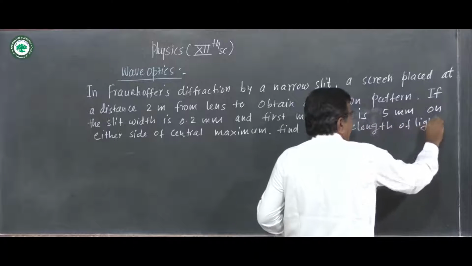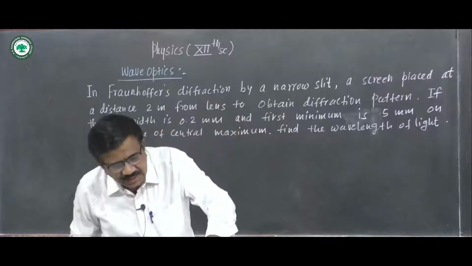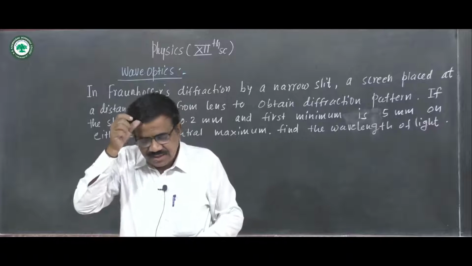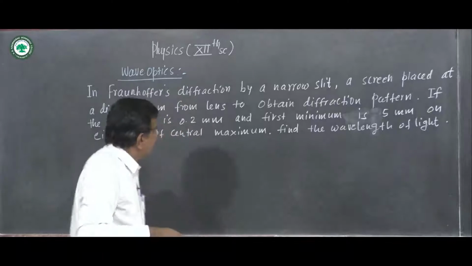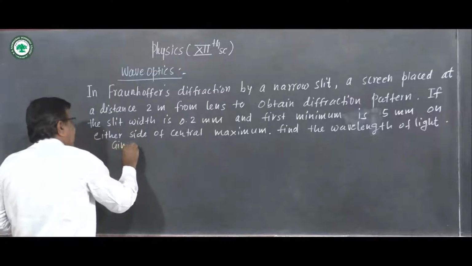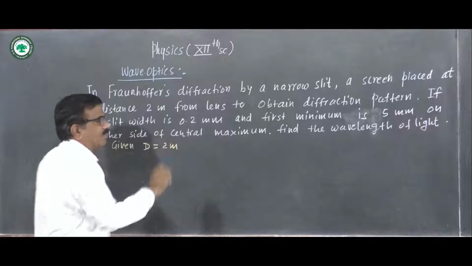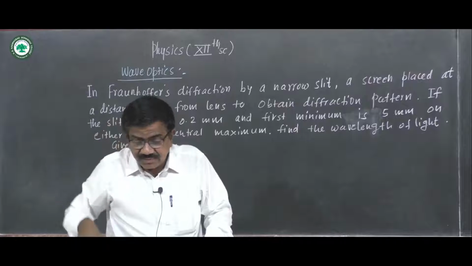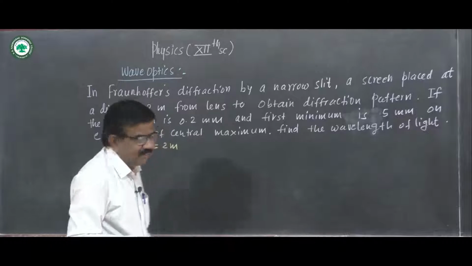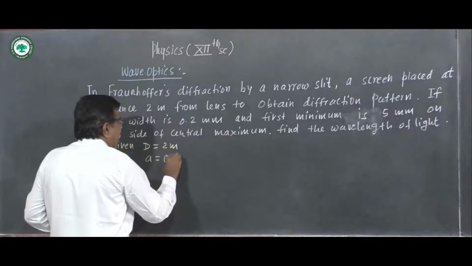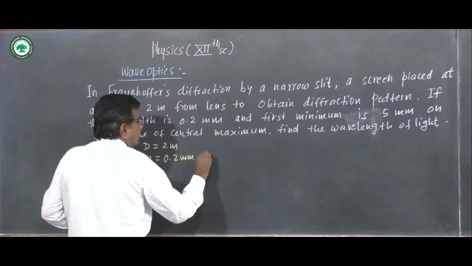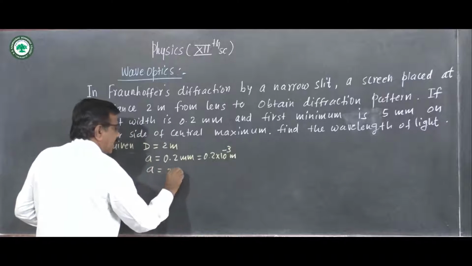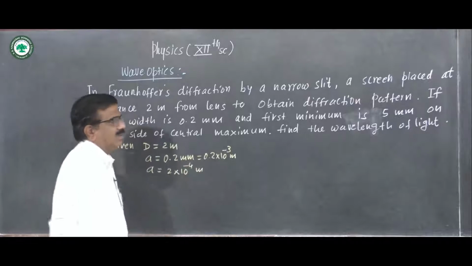Firstly, read the problem carefully. We write firstly the given data. Diffraction by a narrow slit, screen placed at 2 meter, that is capital D is 2 meter given. So to obtain diffraction, if the slit width is 0.2 mm, that is a, 0.2 × 10⁻³ meter, or we write this as 2 × 10⁻⁴ meter, slit width.